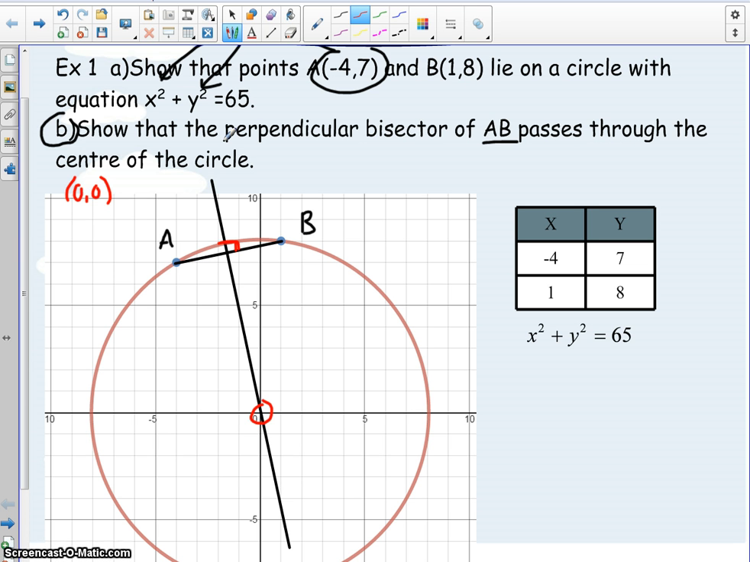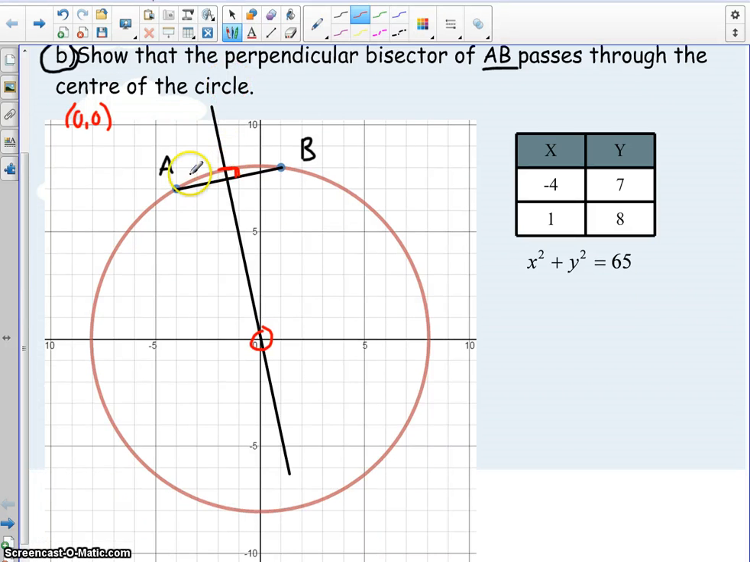So what I'm going to do to show this is actually find the right bisector first. If you don't remember how to find a right bisector, go back to the first lesson in this unit when we first looked at midpoints and medians and right bisectors. You can see an example there. But remember, to find the equation of a line, we need two things: we need the slope, and we need a point.